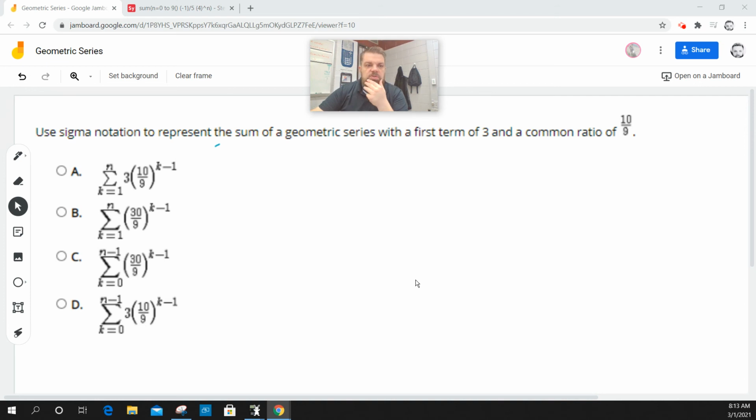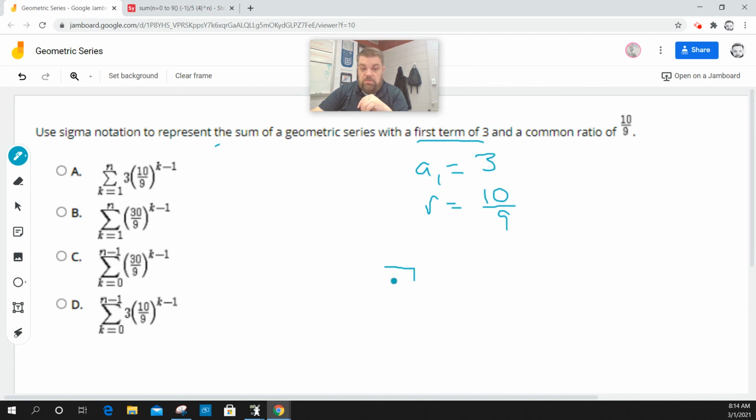Okay, this one says use sigma notation to represent the sum of the geometric sequence with the first term of 3, all right? So that means that my a1 is equal to 3, and then my common ratio is 10 over 9. So in general, there's a couple ways you could do this.